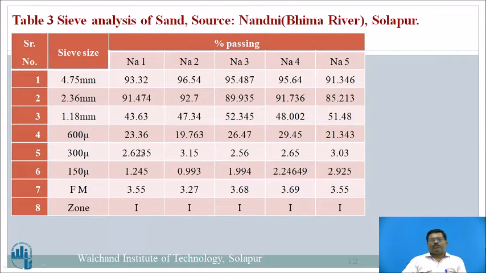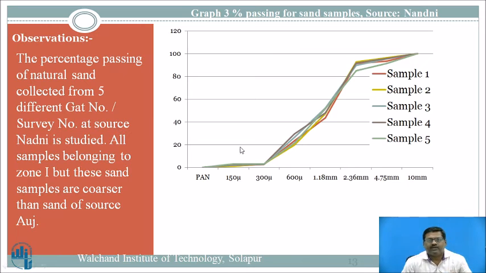The most important thing is that we should focus on the 600 micron, and if you observe, as compared to the earlier 2 samples, the 600 micron sizes are found low on the Nandni side. Now all the samples belong to zone 1, that is important here. Now this is the percentage passing graph for Nandni village. Sample 1 is red, and sample 5 is green.